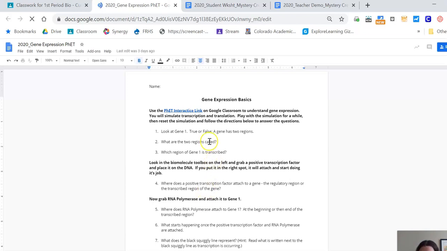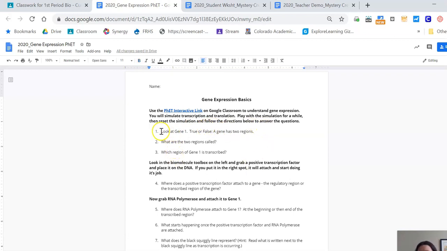All right, gene expression basics. Using the PhET interactive, looks like I've got a misspelling, I might as well fix it while I'm here. Use the PhET interactive link on Google Classroom to understand gene expression. You'll simulate transcription and translation, play with the simulation for a while, then reset the simulation and follow the directions below to answer the questions.